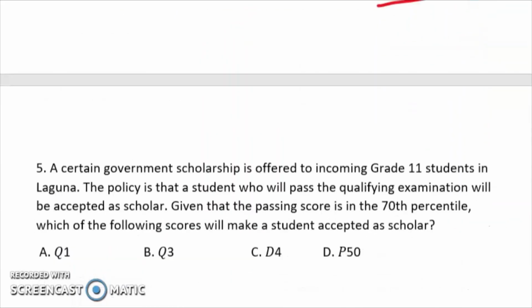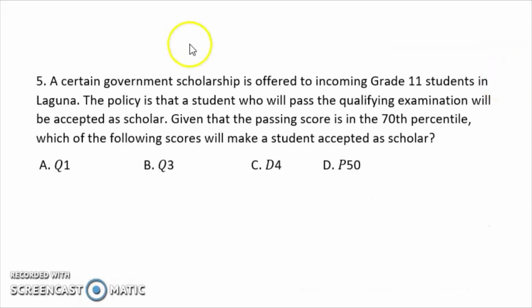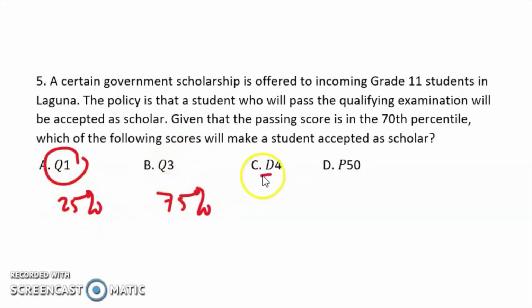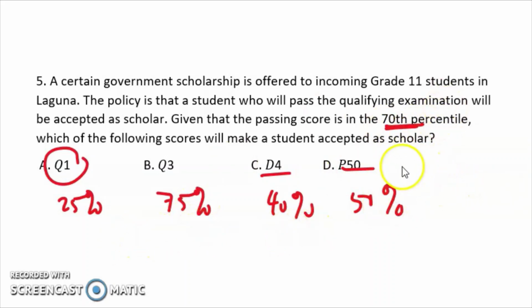Okay, and then for number 5, a certain government scholarship is offered to incoming grade 11 students in Laguna. The policy is that the student who will pass the qualifying examination will be accepted. Given that the passing score is 78th percentile, which of the following scores will make a student accepted as a scholar? Ang Q1 natin ay 25%, di ba? Ang Q3 natin ay 75%. Ang D4 natin ay ilan? 40%. At ang P50 natin ay 50%.